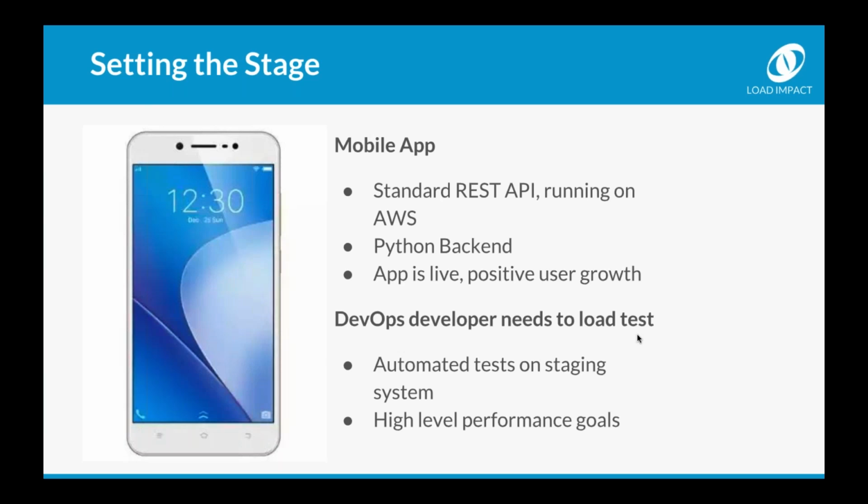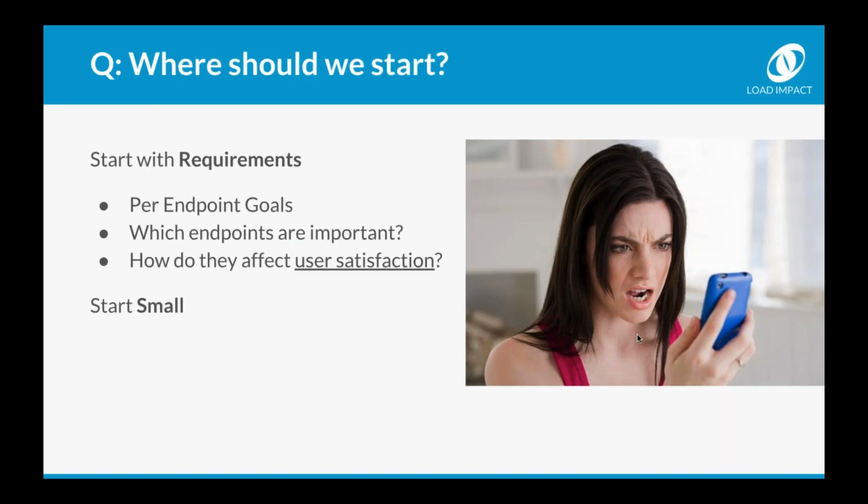So let's define the context that we'll be answering these questions. The reason we're doing that is a lot of our answers would simply be, it depends, and that's pretty boring, and that level of abstraction isn't very useful when talking about load testing. So let's define some parameters. I'm a developer working on a mobile app. The backend is hosted on AWS, makes use of a standard set of REST APIs, and has a Python backend. Our app is live and it's growing.